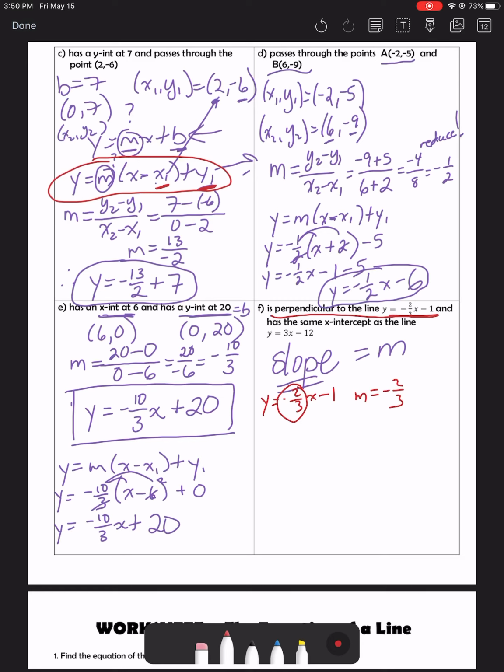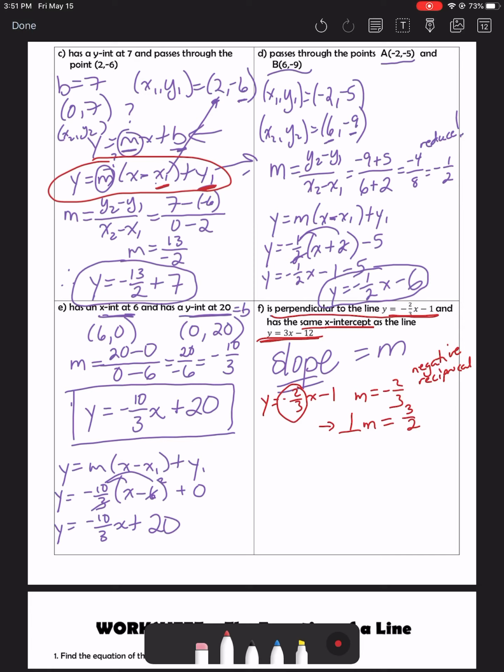Okay. The perpendicular slope, this is the symbol for perpendicular, the upside down T. The perpendicular slope, remember you do the negative reciprocal. So if it was negative, you make it positive, and then reciprocal means turn it upside down. So the perpendicular slope would be 3/2. So then the slope of this line that I'm trying to find is going to be 3/2. Now, my line also has to have the same x-intercept as this line.